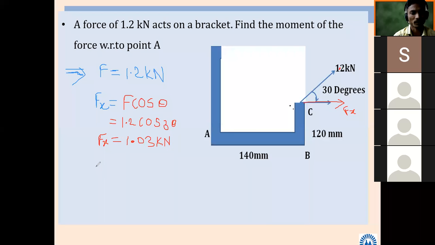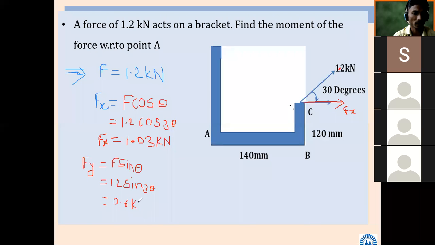Then what about Fy? 0.6 kilonewton. First tell the formula: what will be Fy? F sin theta. 1.2 into sin 30. In short, I will write F sin theta. F is known, 1.2, into sin 30. What value does sin 30 come to? 1/2, so 0.6.